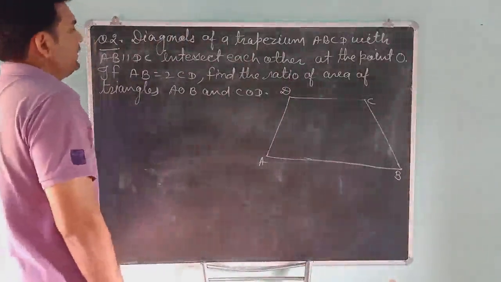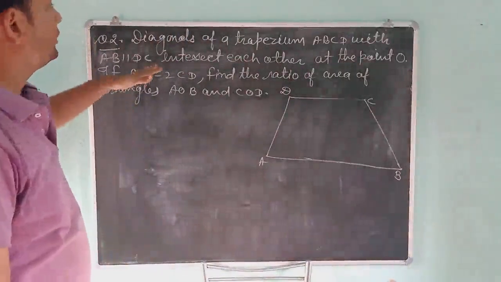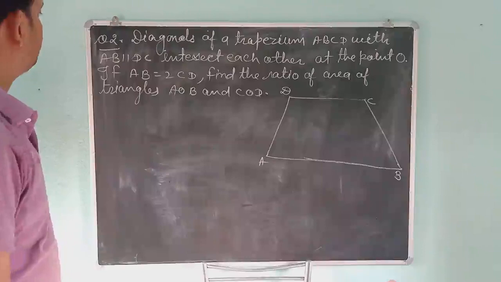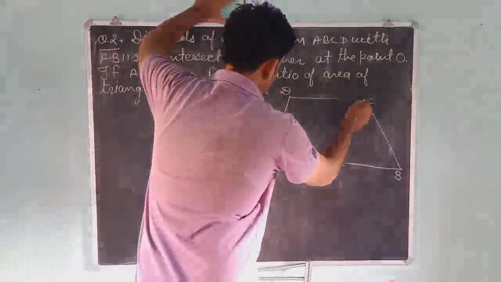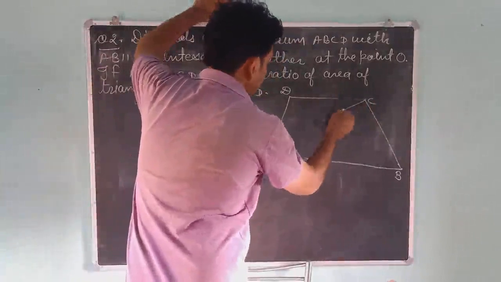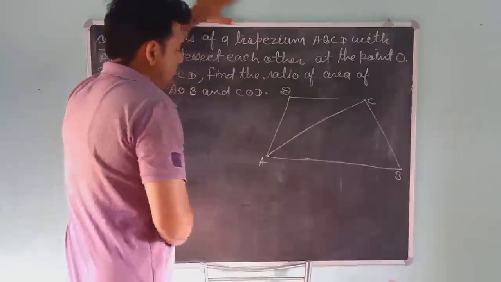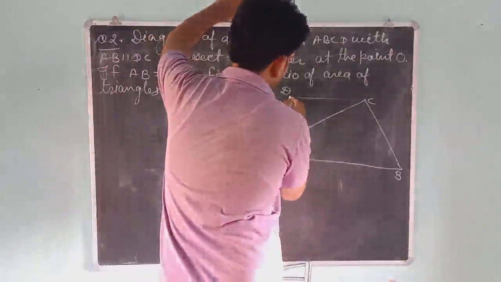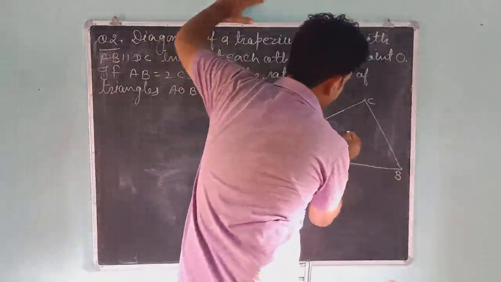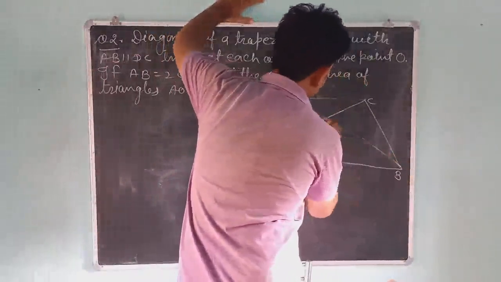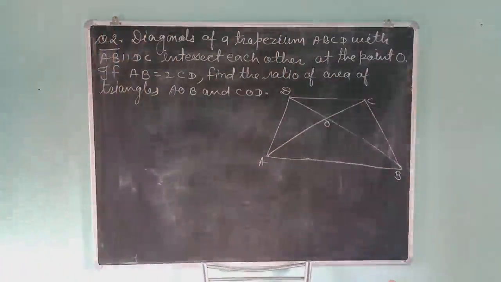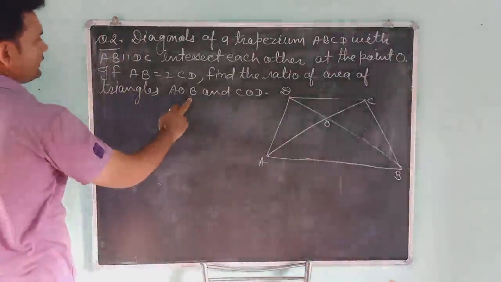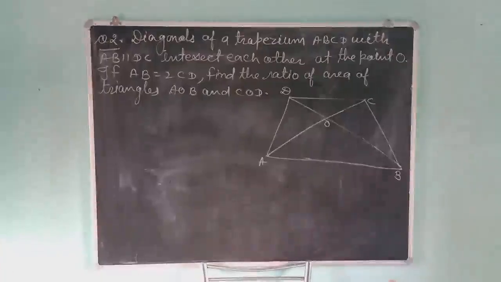Okay, students. In this question, both diagonals are intersecting each other at point O. This is the AC diagonal, this is the BD diagonal, and this point is O. We have to find the area of these two triangles, triangle AOB and triangle COD.